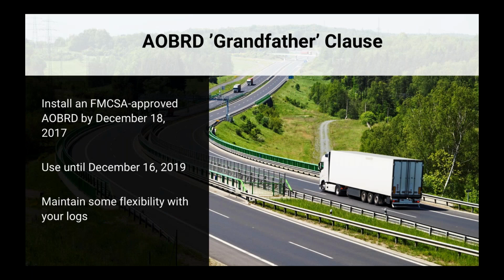If you had an AOBRD installed in your vehicle before the December 18th, 2017 deadline, you can choose to continue to use it as an AOBRD until December 16th, 2019. Or you can also choose to switch to an ELD right now. So that decision is completely up to you. However, we recommend that you take advantage of this grandfather clause and keep running DashLink as an AOBRD until December 16th, 2019, because AOBRDs offer you more flexibility than ELDs. However, if you've installed your DashLink on December 18th, 2017 or later, you must install it as an ELD in order to be compliant with the FMCSA's mandate.